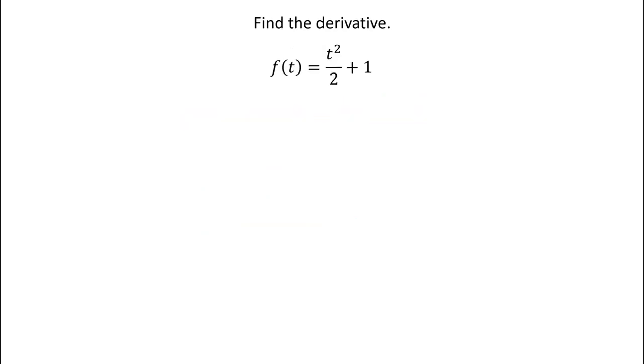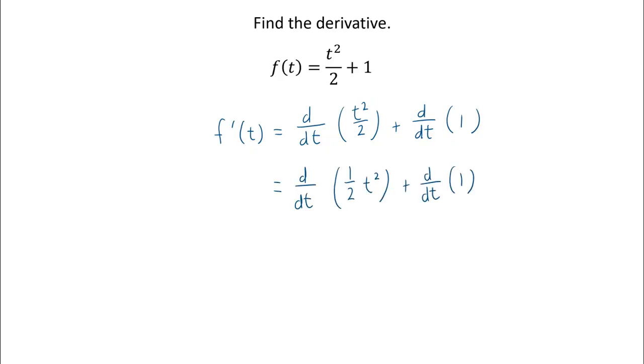Here again, we're asked to find the derivative. This time, the function is f of t equals t squared over 2 plus 1. Again, let's differentiate term by term. Because our independent variable this time is a t, we'll be differentiating each term with respect to t. And before we begin differentiating the first term, t squared over 2, it'll help us to realize that t squared over 2 is the same thing as 1/2 t squared.